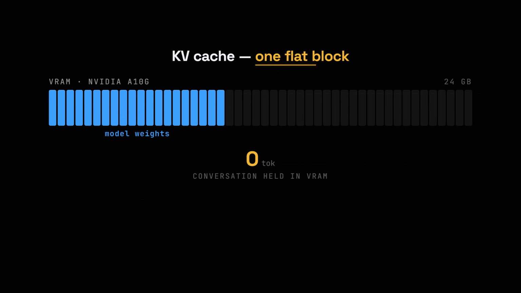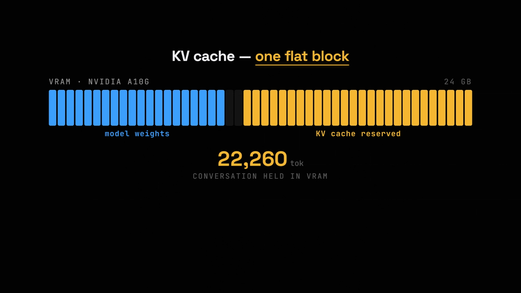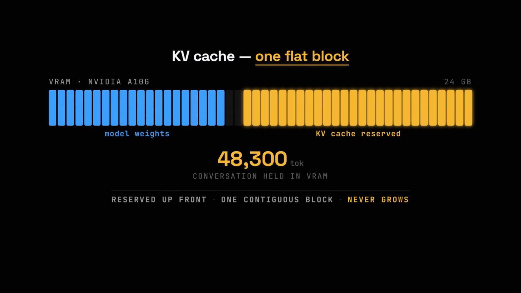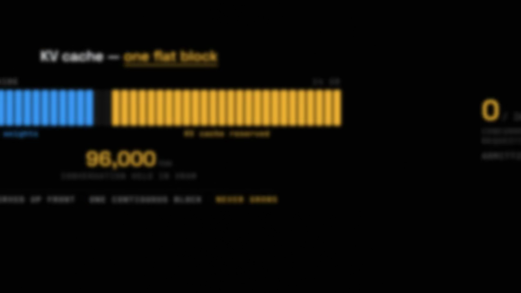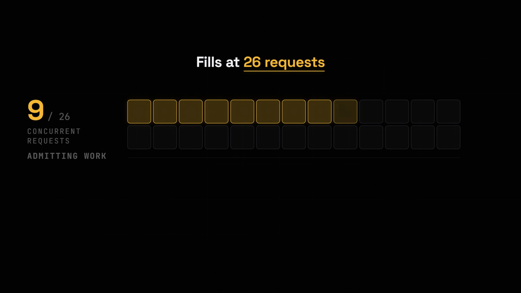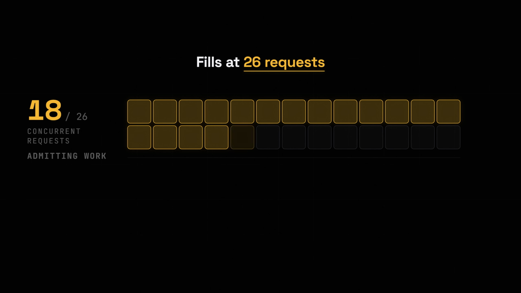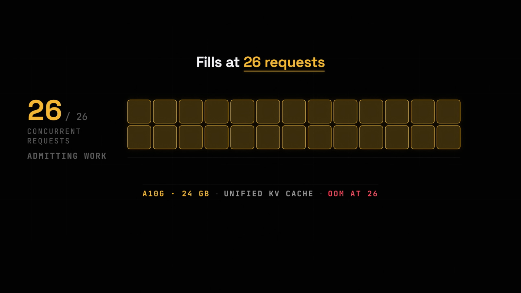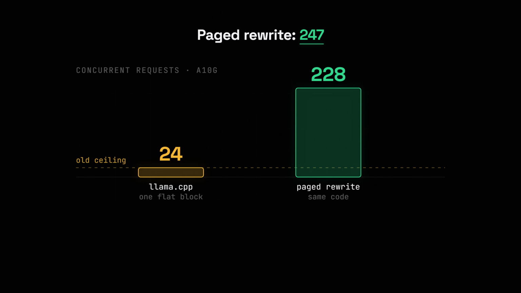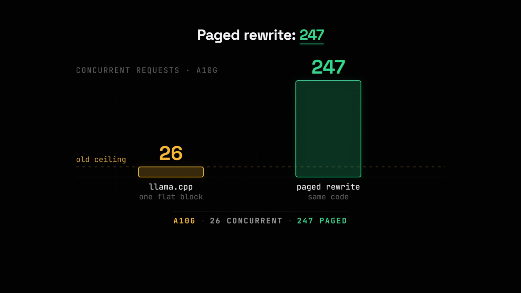The reason is the KV cache, the running memory of the conversation the model keeps in VRAM. llama.cpp reserves one flat block of it, so when requests pile up, that block fills and the server can't admit more work. On an A10G, one engineer measured it, choking at 26 concurrent requests before it ran out of room. A paged rewrite of the same code scaled to 247.